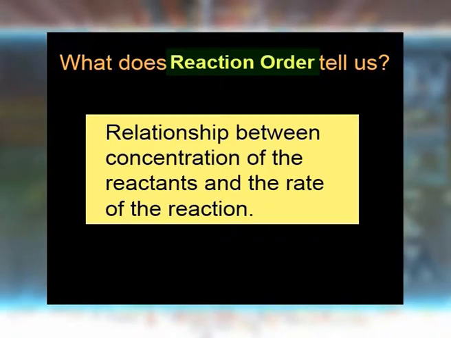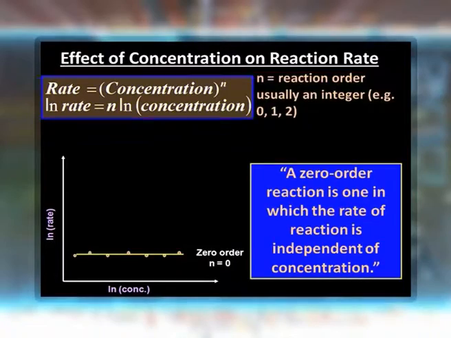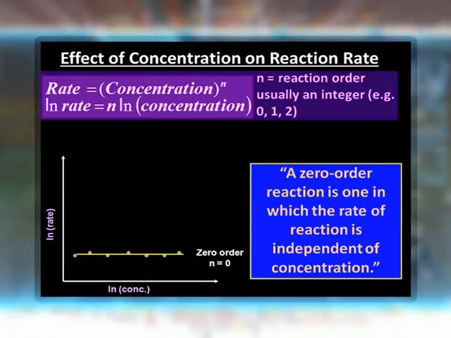Now the question is, what does this order of reaction tell us? The order of reaction tells us about the relationship between concentration of the reactants and the rate of the reaction, or in other words, what will be the change in the rate of the reaction if we increase or decrease the concentration. Let us take a deep look. The rate of reaction R equals concentration to the power of n, where n is the order of the reaction in whole number 0, 1 or 2.